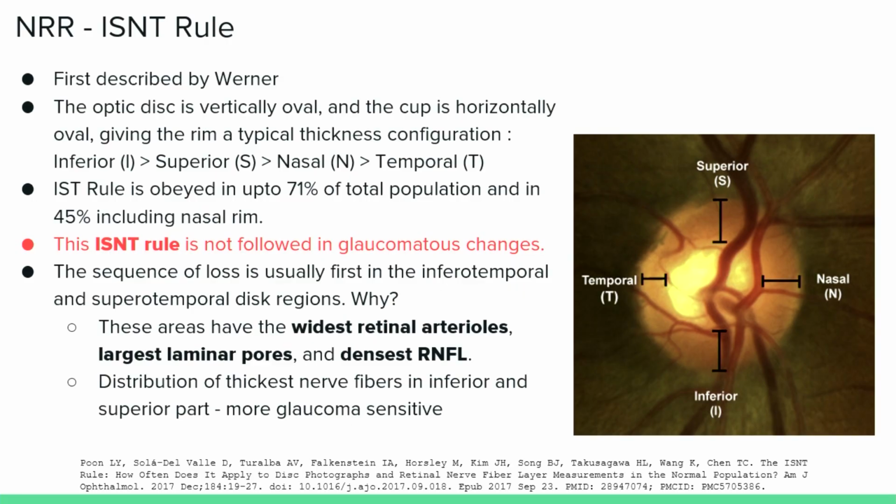One minute. So, do you understand what he's trying to say? The neuroretinal rim, in most people, the inferior rim is thicker than the superior, and then the nasal, and then temporal. In almost all people, you will have the temporal rim to be the thinnest rim. But it's found that only about 50% go by the rule. But if you take out the N from the equation, then about 71% obey this rule. But in glaucoma, the reverse happens. The thinning is most often seen in the inferior rim, then superior, nasal, and temporal.